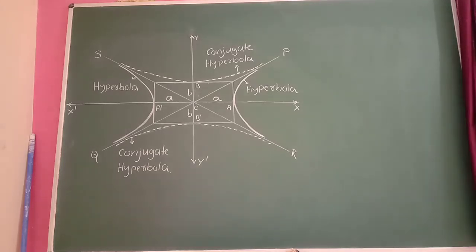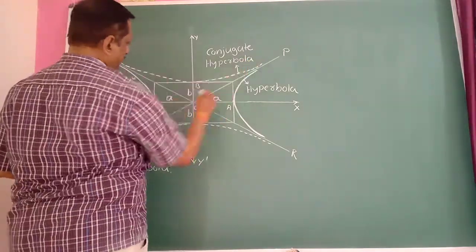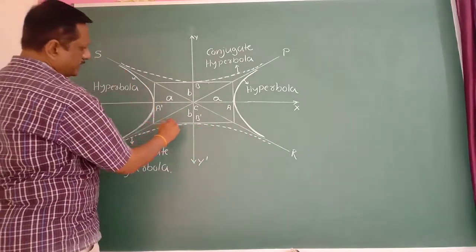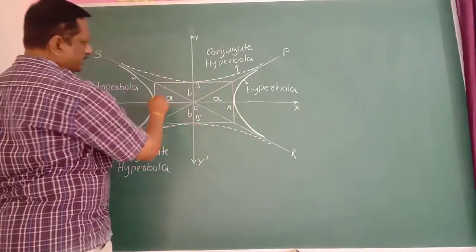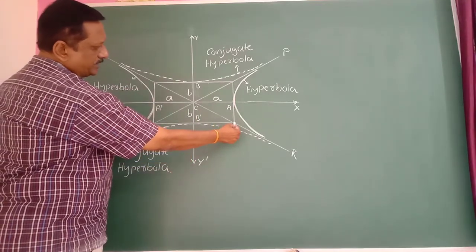So in this diagram, PQ is a diagonal here. RS is also a diagonal of this rectangle. So the length of the rectangle is 2a.